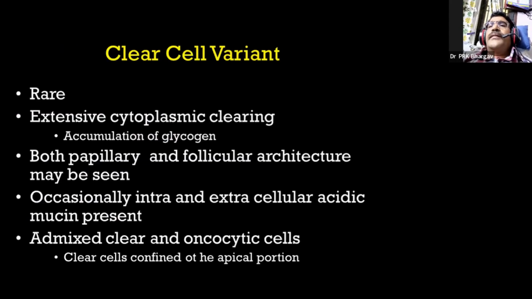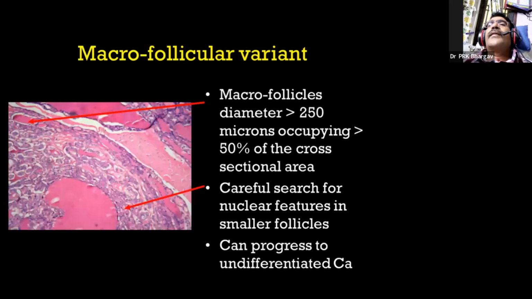Next. The clear cell variant is very rare, and both papillary and follicular patterns may be present. These are all anecdotal, with few case reports. So we don't have much information about these except for academic interest. Next. Macrofollicular variant, wherein the size of the follicle should be more than 250 microns, occupying more than 50% of the cross-sectional area of a slide.